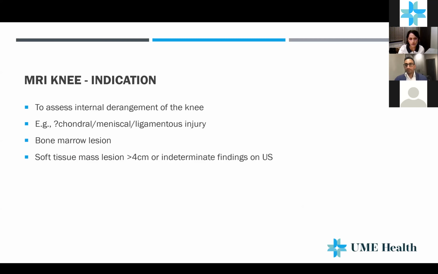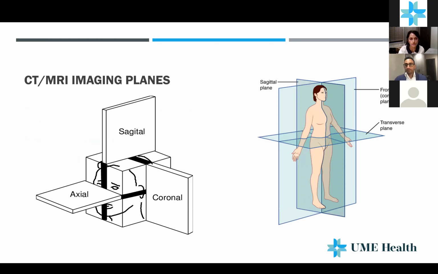If you're querying a bone marrow lesion, also MRI is the best test. And if you have a soft tissue mass lesion, which is more than 4 centimeters, so beyond the size of the ultrasound probe, or is indeterminate on ultrasound, then MRI is the best test to go for.